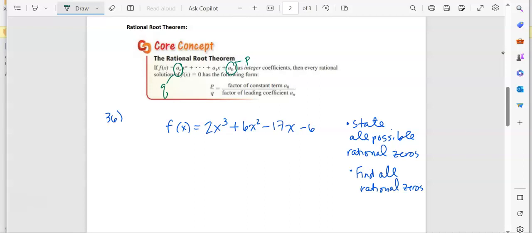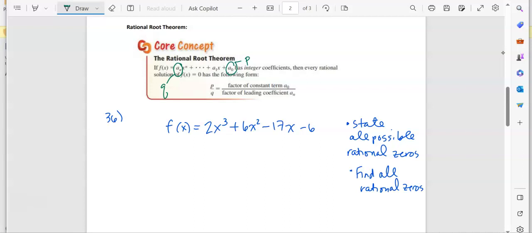Once you write out all those possibilities, then what you're going to have to do is use either synthetic division or polynomial division to figure out if it's actually a zero or not. You could also substitute in to see if the function actually equals zero at that point. But the idea of using the division is that if you get a zero, it gives you other possibilities and options for the factoring of the rest of your polynomial.